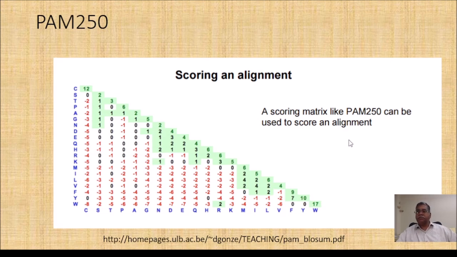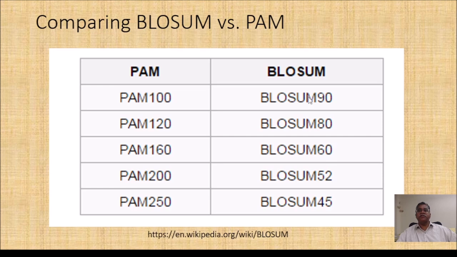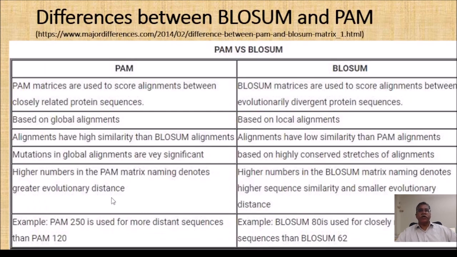Okay, a scoring matrix like PAM can be used to score an alignment. So 250 would be a typical one. Now if you look at it, they kind of go in the opposite direction. PAM 100, Blosum 90. So the low PAM corresponds to the high Blosum, and the low Blosum corresponds to the high PAM. All right, so again, when would you choose to use one versus the other? 250 is used for really distant sequences, and 80 is used for closely related sequences, and for Blosum in general, PAM 120 is a typical one.